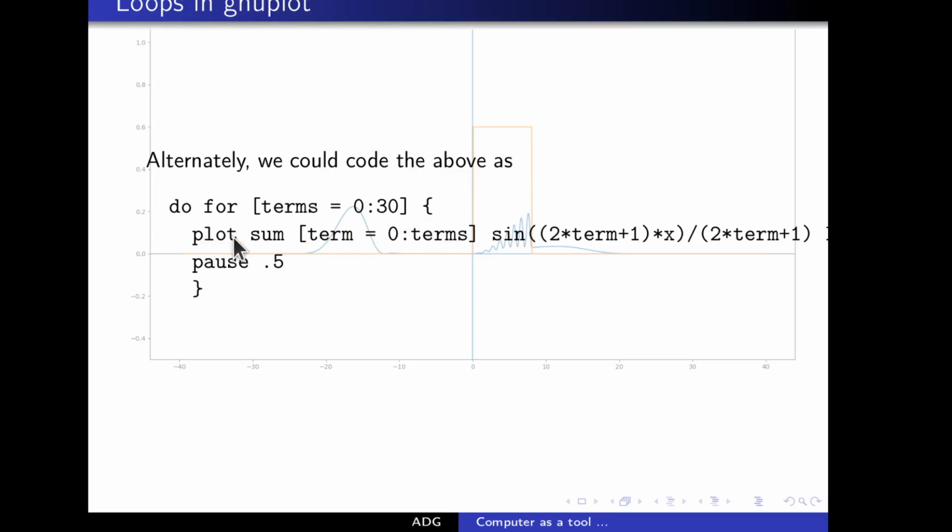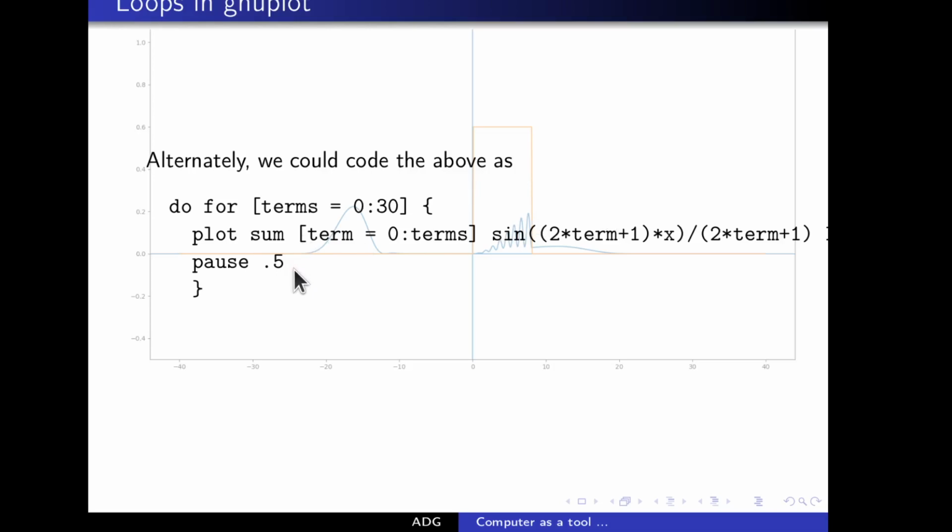So you are going to plot, but what are you going to plot? You are going to plot the sum for term going from 0 to terms of sine (2 term plus 1) into x by (2 term plus 1). This essentially is a formula which tells you what this Fourier component is, or what the Fourier components are really for the square waves. And in between it's going to pause for 0.5 seconds each.